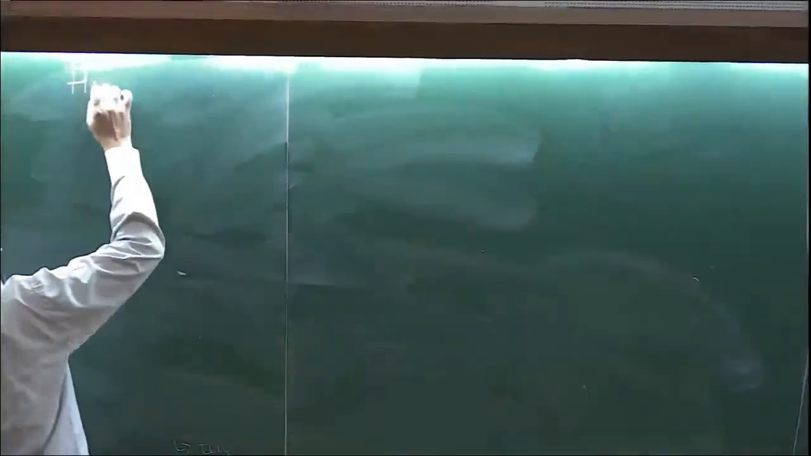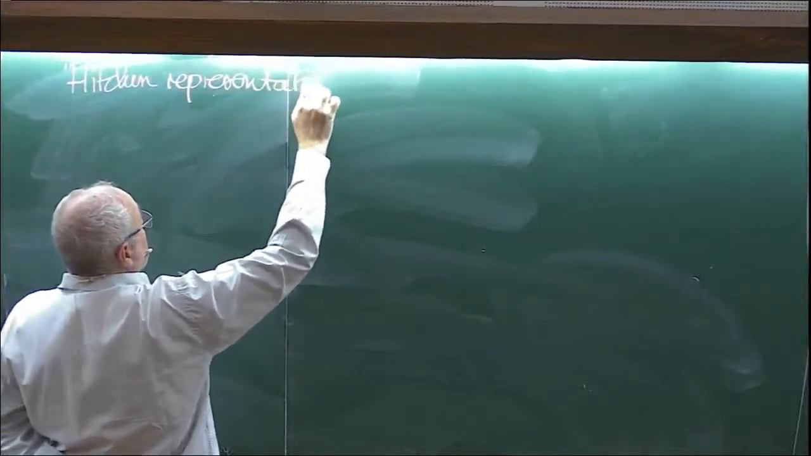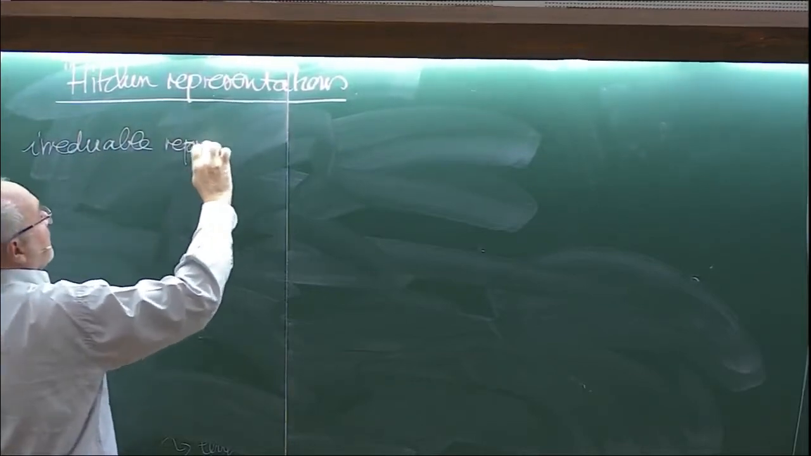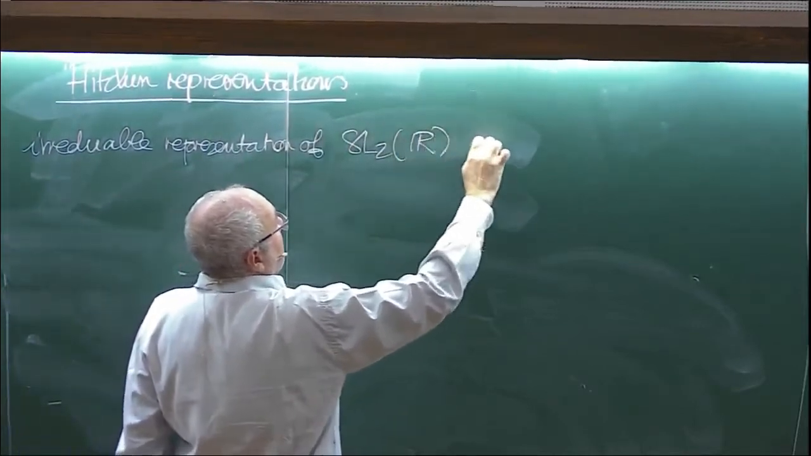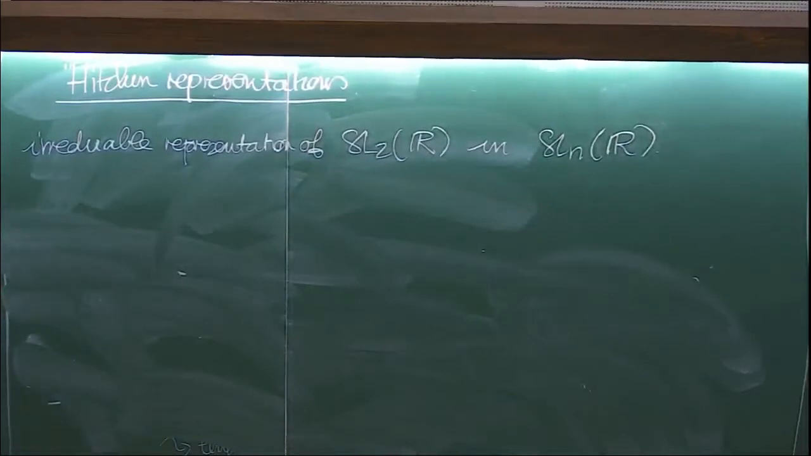Okay, so now let's move to Hitchin representations. So first, I have to recall a little bit of algebra. What is the irreducible representation of SL2R in SLnR? There's just one representation of dimension n of SL2R, so how do you produce it?